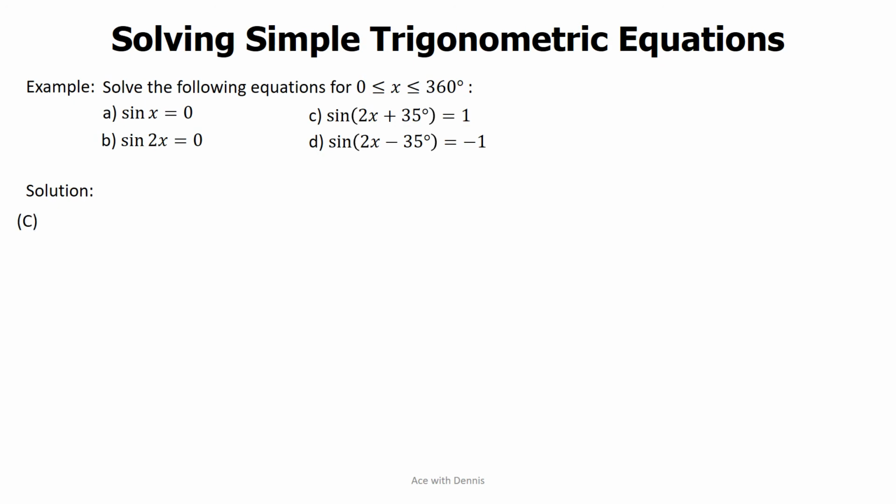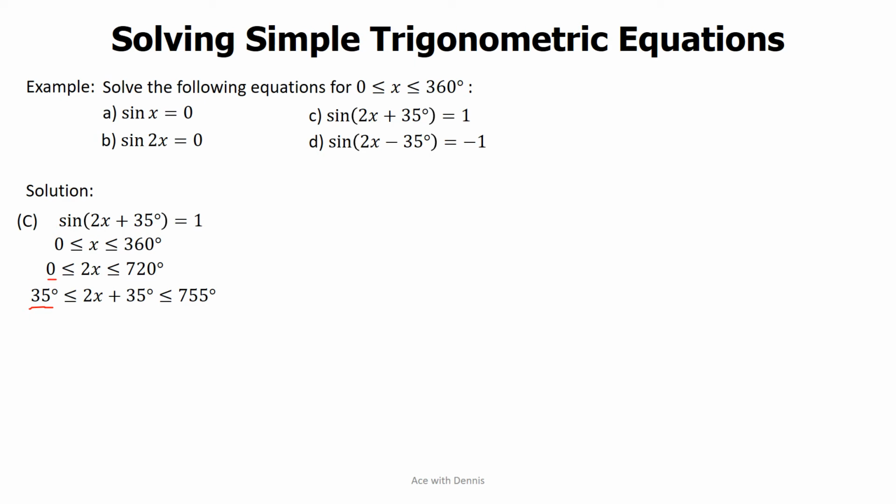Now we move on to look at the solution for question C. Sine of (2x plus 35 degrees) equals 1. Now look at the range. x is from 0 to 360 degrees inclusive. The range for 2x is from 0 to 720 degrees inclusive, and then the range for 2x plus 35 degrees is 35 degrees to 755 degrees. So just take 0 plus 35 degrees, you get 35 degrees, and 720 degrees plus 35 degrees, you get 755 degrees.